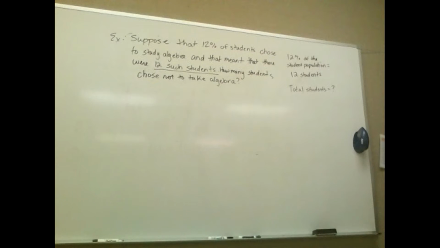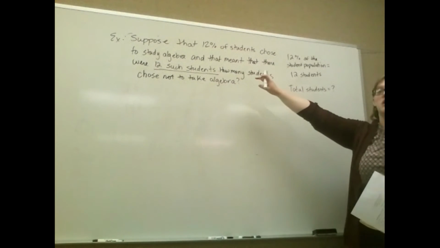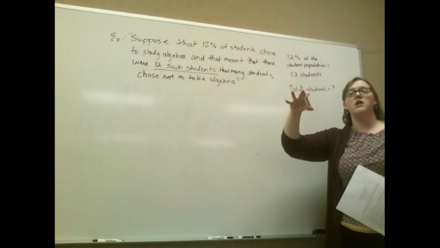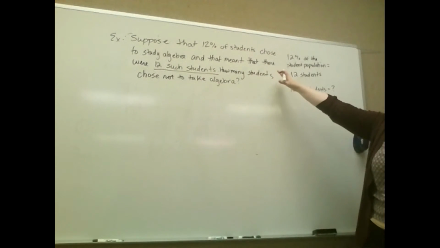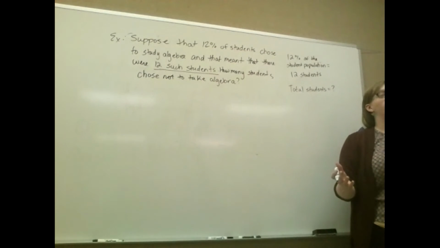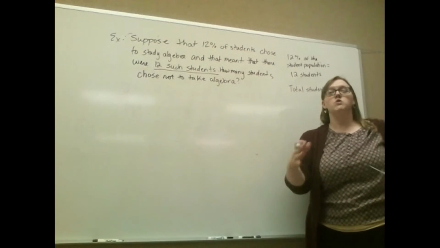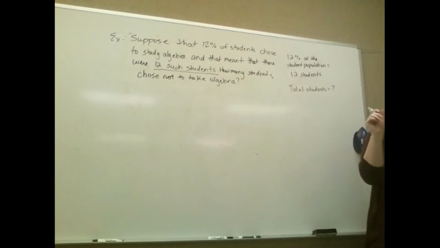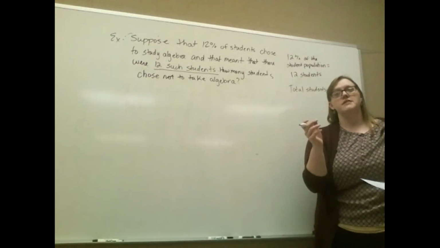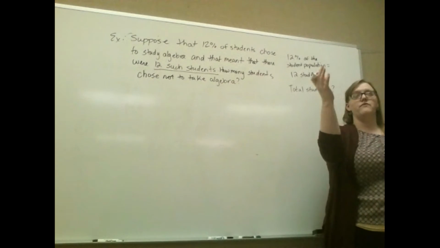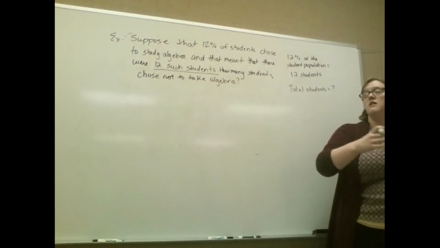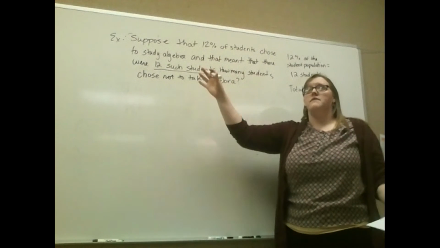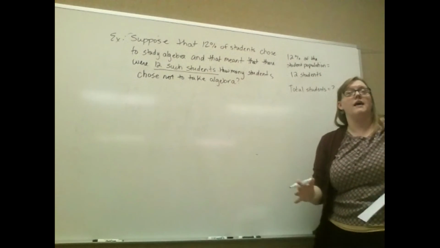All right, so before we can figure out how many students chose not to take algebra, we have to figure out how many students even have that option. Because you can't say, okay, well, 12 took algebra, so the rest didn't, right? Say in this class that 2 of you chose to take algebra. Then we could obviously say the other 4 of you didn't. So 2 chose to take algebra, 4 didn't. But here, all we have is 12, and we don't know how many are left, okay?